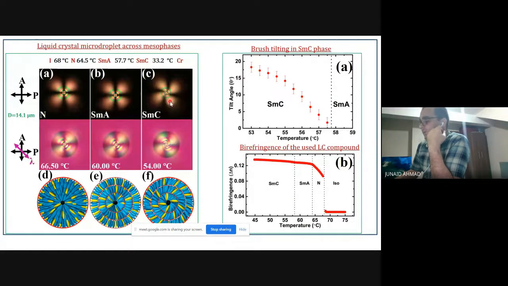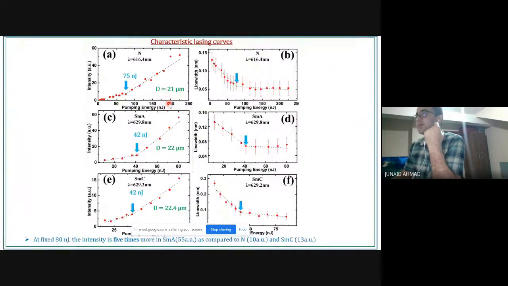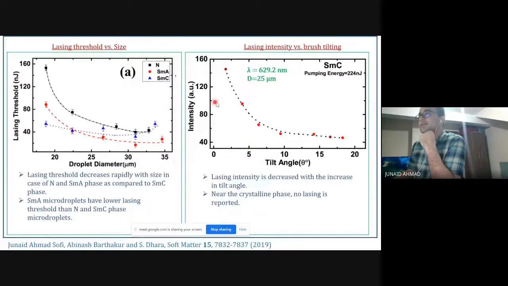We found the effect of this tilting on the intensity of the peaks occurring in smectic C phase, and we found that the intensity decreases as a function of tilt angle. So that means as we go towards the crystalline phase, the intensity of those whispering gallery mode peaks decreases very rapidly.